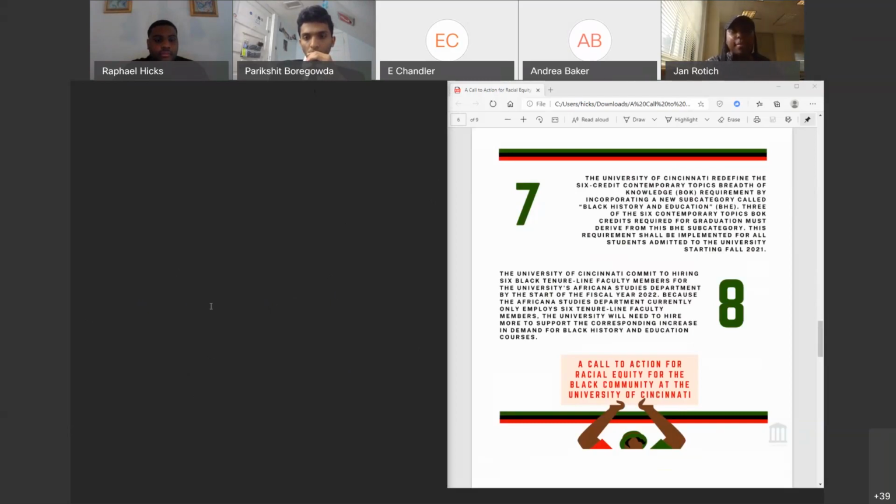Our ninth demand is proposing that CAPS hires at least 3 Black psychologists who are trained in race-based trauma because CAPS currently does not have any Black psychologists. And it's also important to remember that Black psychologists trained in racial trauma are not only equipped to treat Black students, they can treat all students.